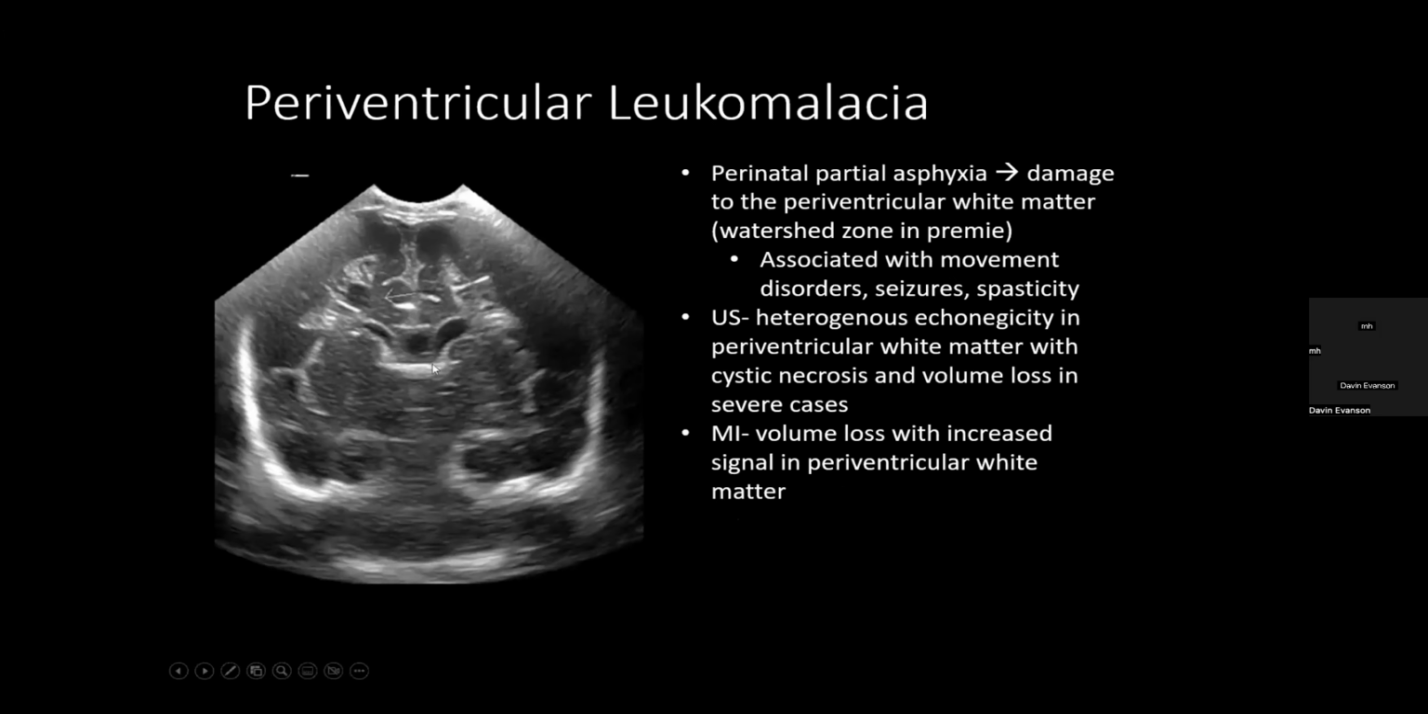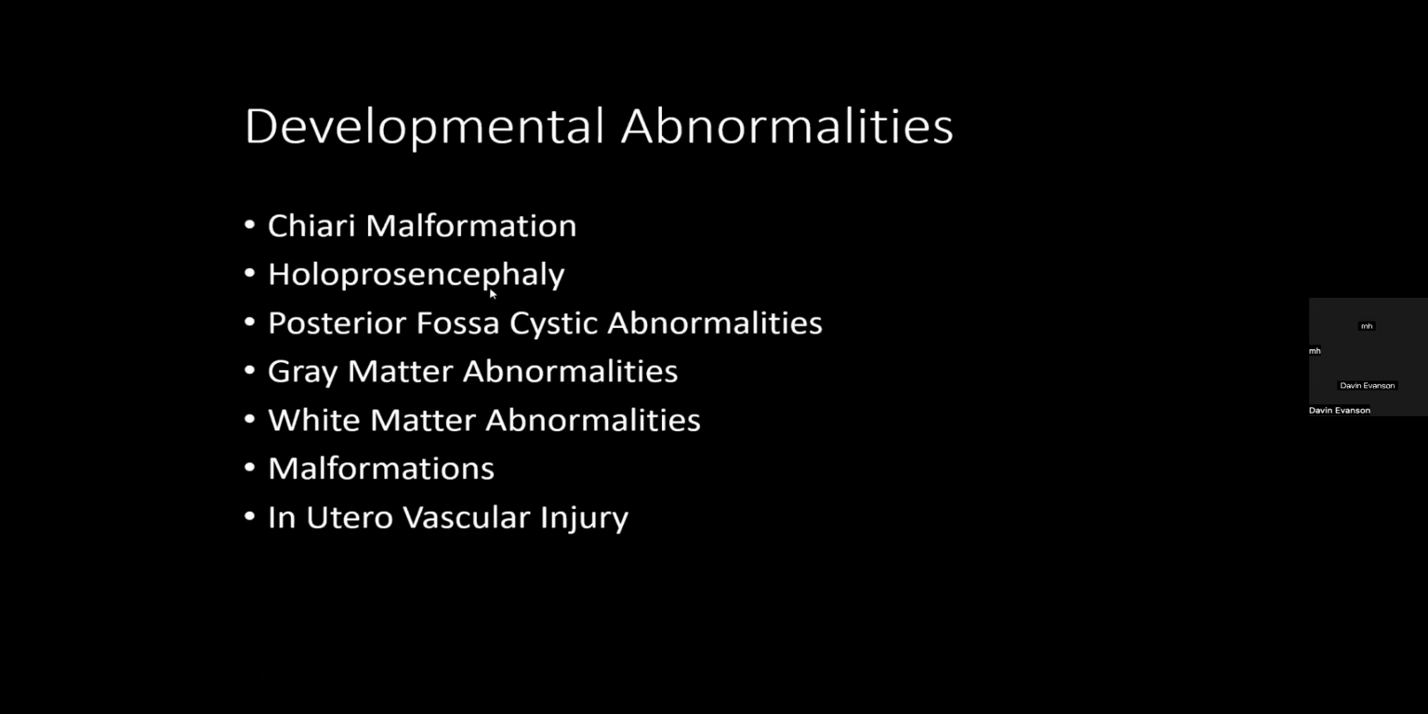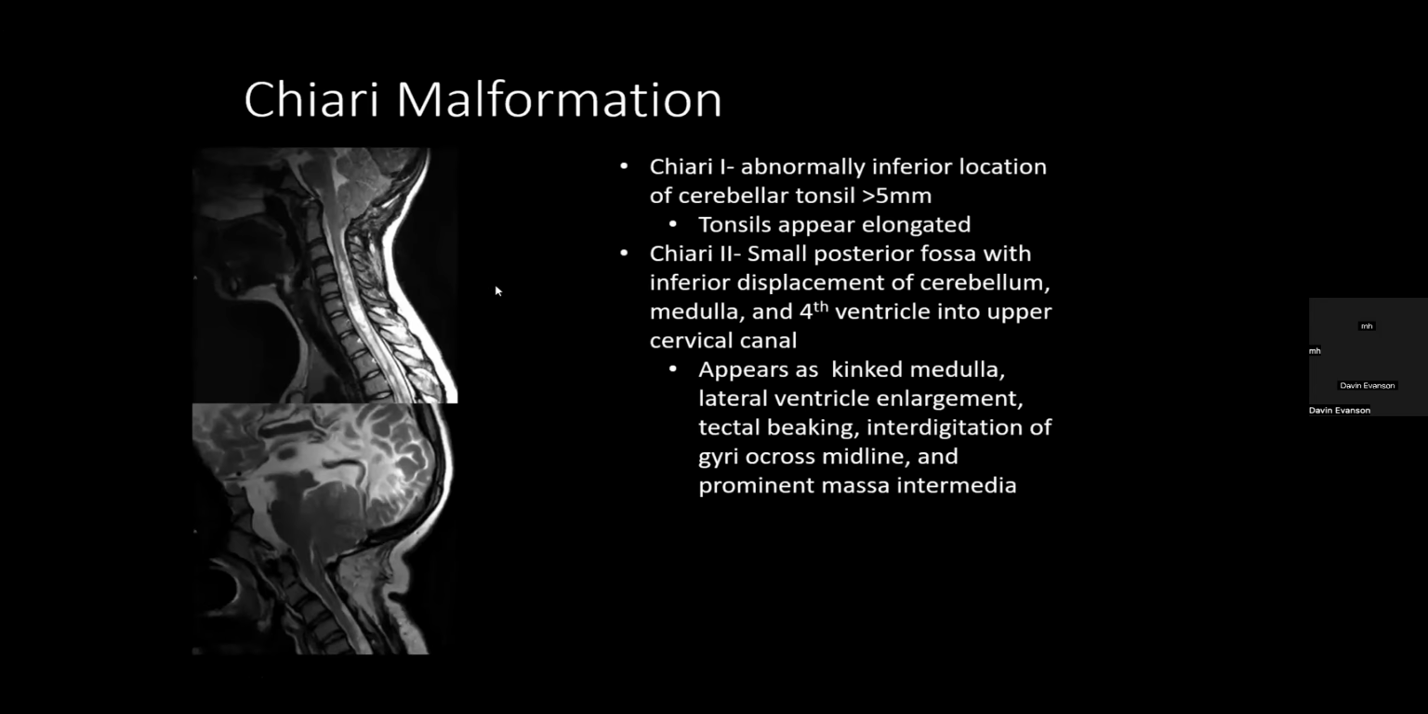And then PVL, periventricular leukomalacia, a little bit later on with the watershed ischemia. You see these cystic changes in periventricular white matter. So a whole laundry list of developmental abnormalities that I'll show some of the examples here.